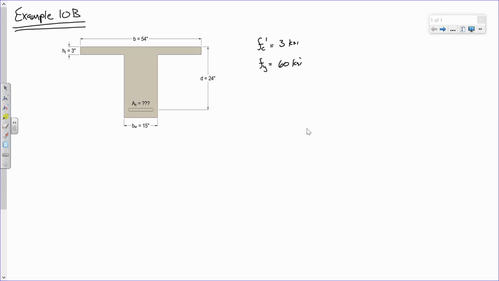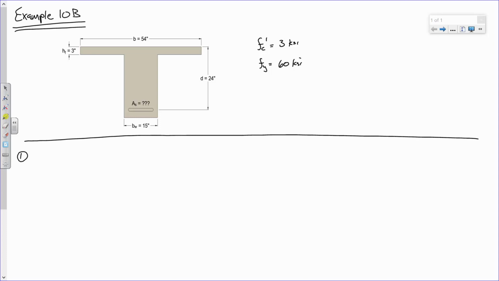And so remember, our goal is to try and design this beam, and by design we mean determine how much steel we need to put into the beam to adequately resist these loads. Okay? Now, for these problems, step one, it's always the case, is to compute Mu. However, with this problem, I just gave it to you. So Mu is 920 foot-kips.